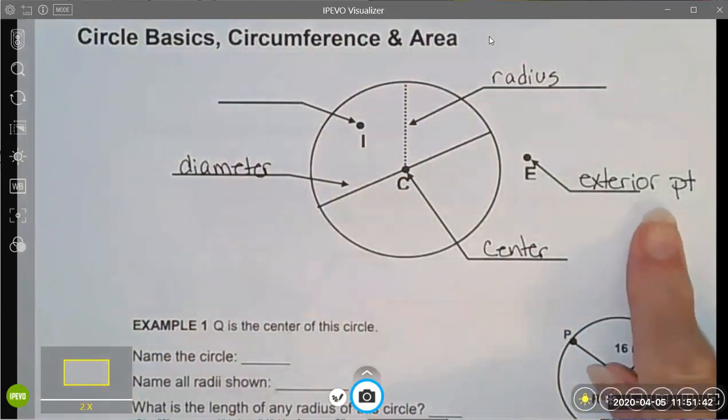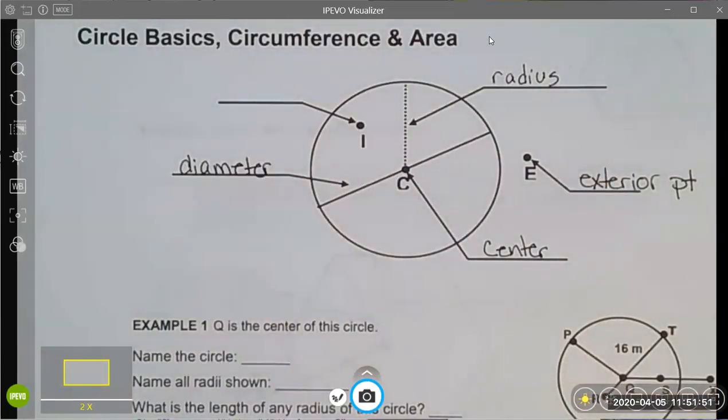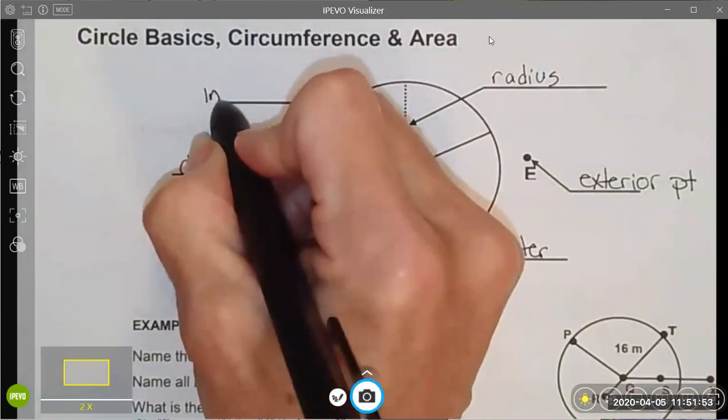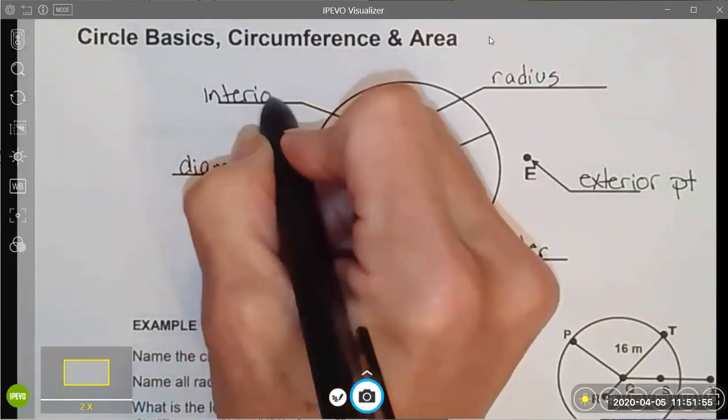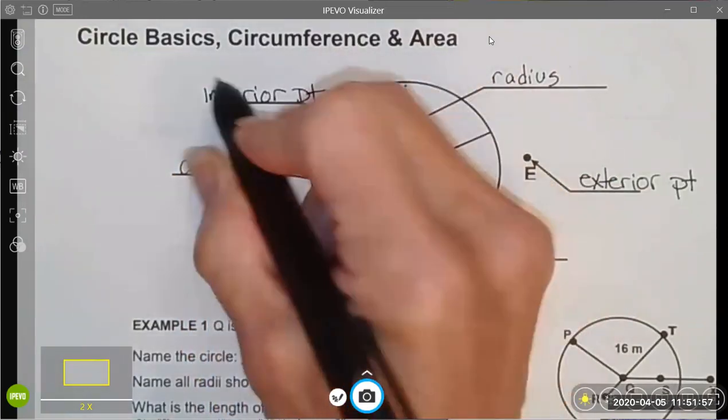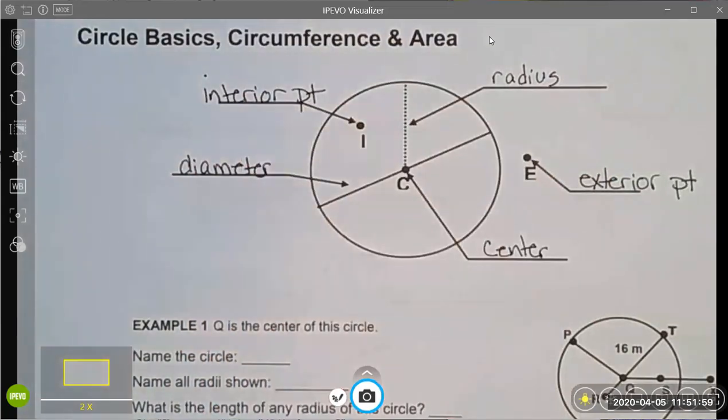We also have things like exterior points. We used those in Unit 9 when we talked about circles because often we had lines that were tangent to the circle from an exterior point. And we also have interior points. These are points that reside on the inside of the circle. Those are just some basic circle terms.